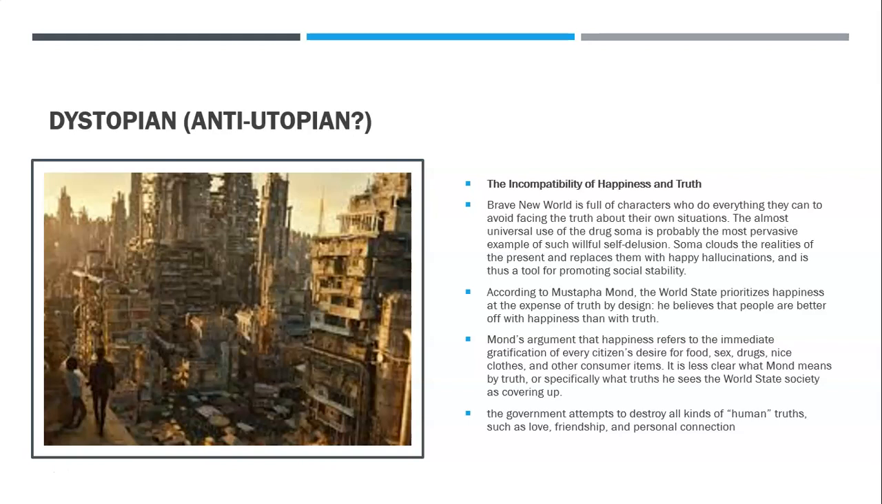Mond's argument is that happiness refers to the immediate gratification of every citizen's desire for food, sex, drugs, nice clothes, and consumer items. That's his suggestion of what people need, that sense of immediate gratification. And it's less clear what Mond means by truth. We don't really understand what he means, or even what truths he sees the world state as covering up. The government attempts to destroy all kinds of human truths, such as love, friendship, and of course, personal connection.